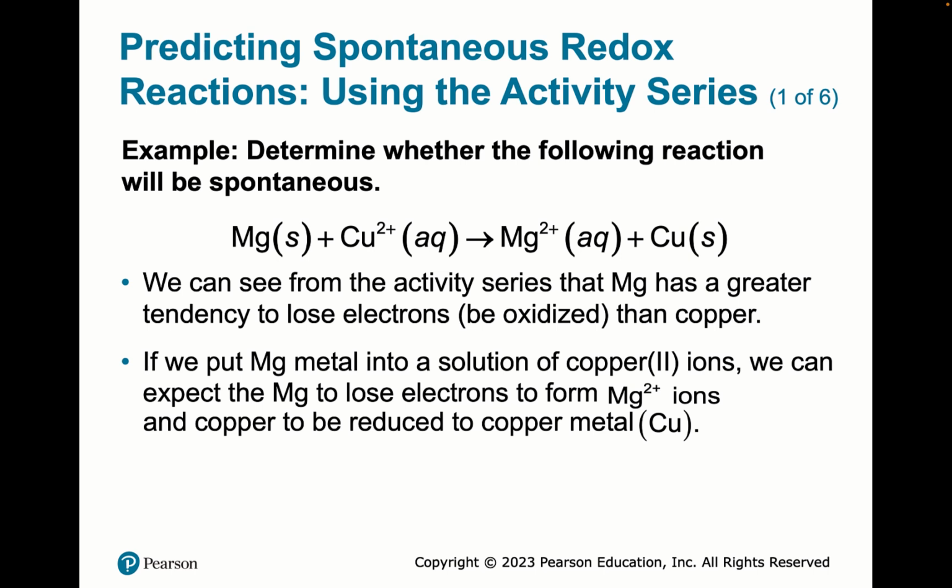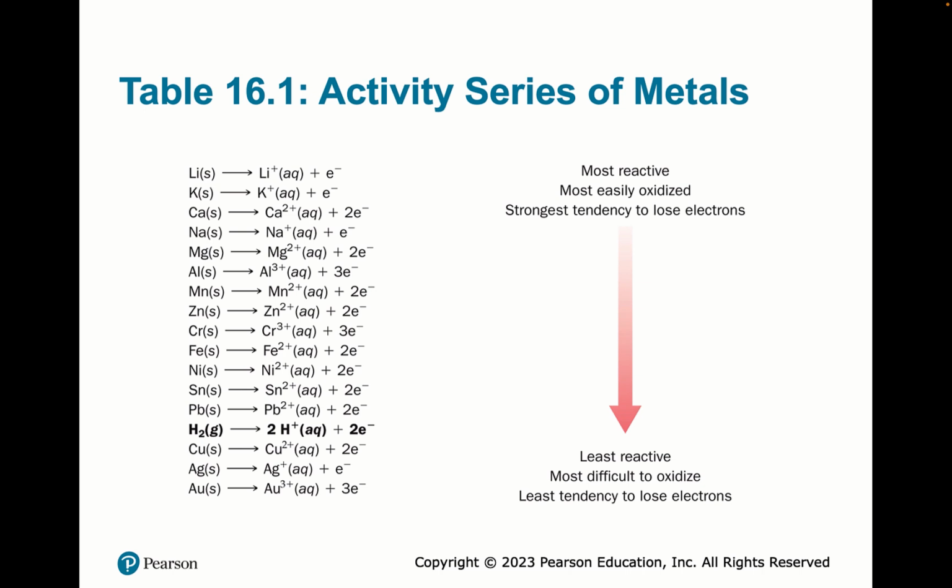Let's use this here. Determine whether the following reaction will be spontaneous: magnesium metal and copper ion forming magnesium ion and copper metal. Look at the relative positions. Remember, it's magnesium metal. Look at the list here. Magnesium is the fifth one down from the top, so magnesium is very reactive. Copper is the third one down from the bottom. Copper is not going to give away its electrons; it's going to grab electrons.